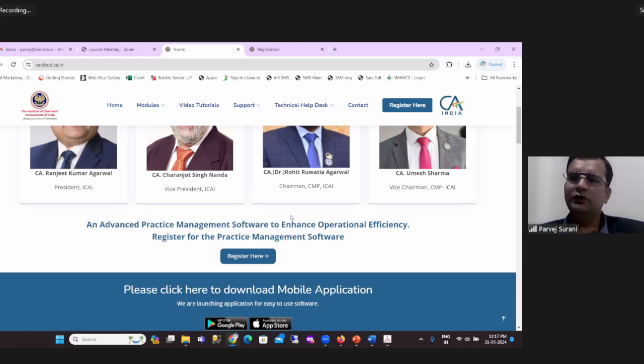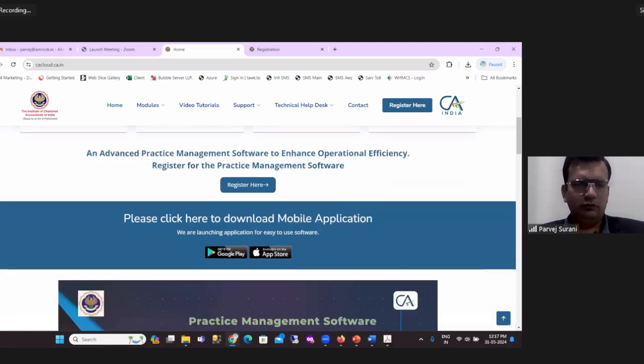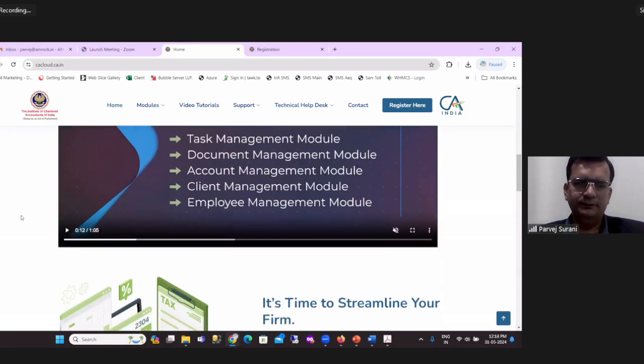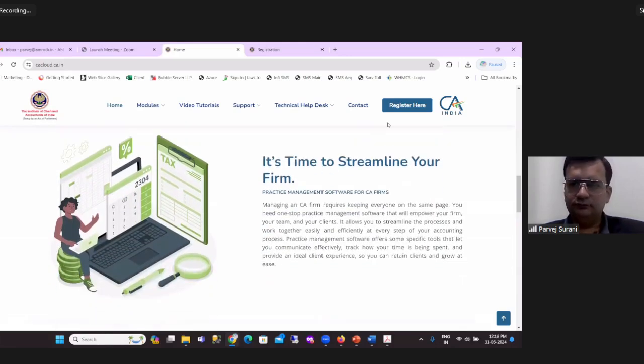You can also track and manage your invoices, your payments, your ledger, your clients' ledgers, all the things. The mobile application is also available. So you can also download the mobile application.